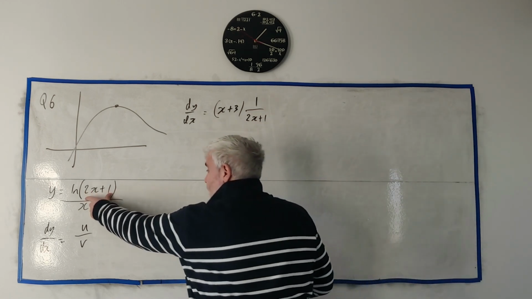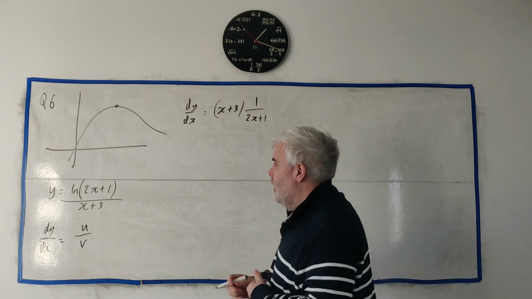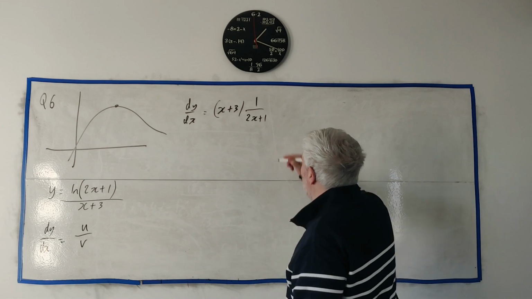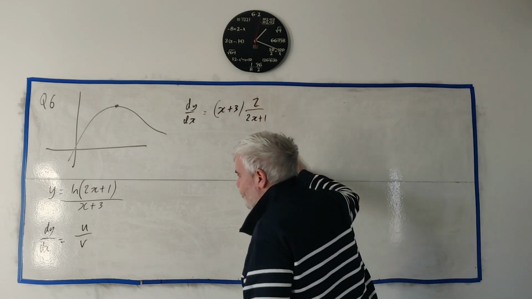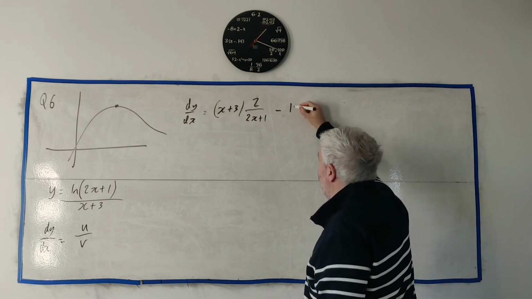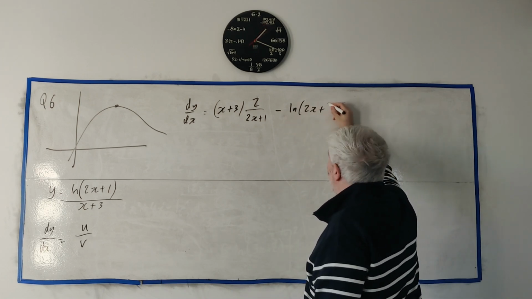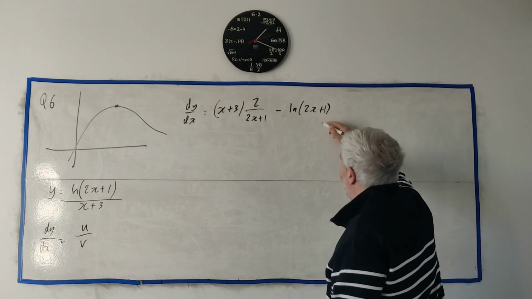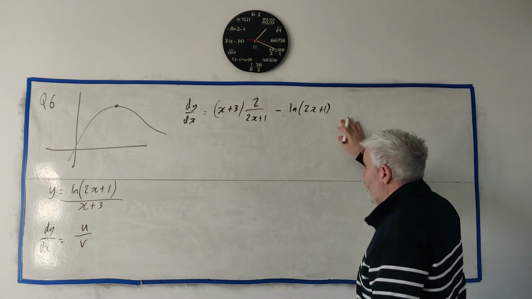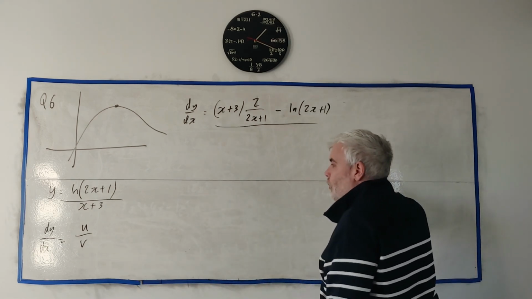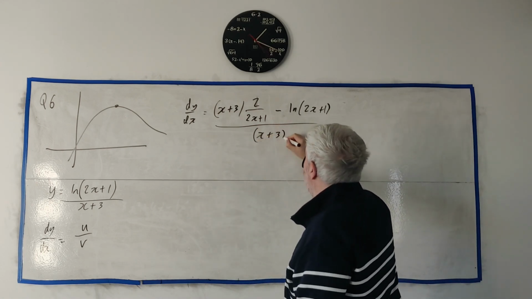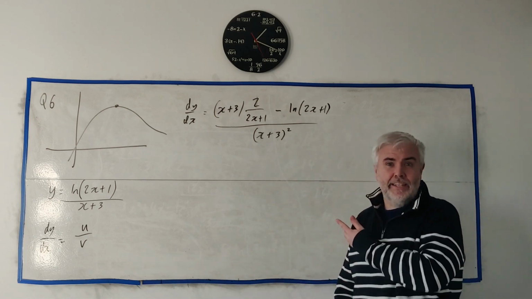And then this is a complex function. We need to use the chain rule a bit. So we need to multiply by the derivative of what was in here. Let's multiply by 2. Then we take away, leave the top row alone, natural log of 2x plus 1, and multiply this by the derivative of the bottom row. The derivative of the bottom row is just 1, so we're pretty much done there. Then we divide everything by the bottom row squared, that's x plus 3 squared.